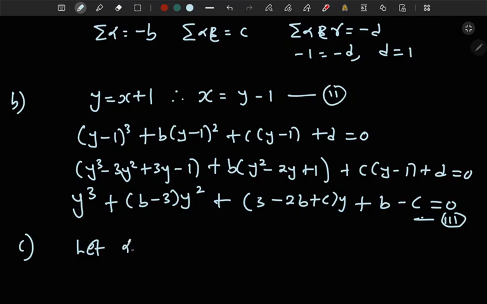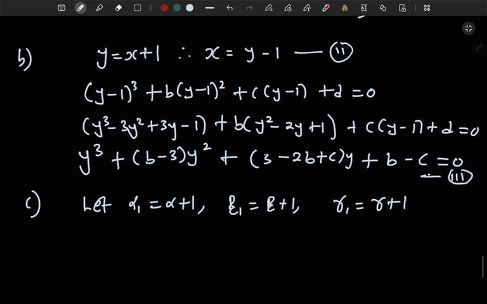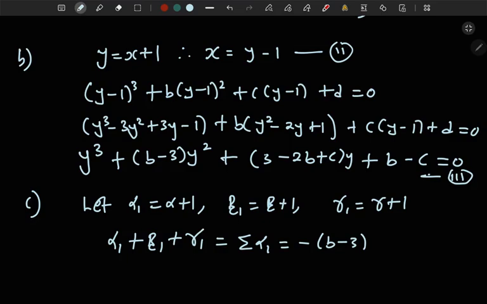Let alpha 1 equal alpha plus 1, beta 1 equal beta plus 1, and gamma 1 equal gamma plus 1. So we can say that the equation we obtained in equation 3 has roots alpha 1, beta 1, and gamma 1. If we've established that fact, now we can find the sum of the roots, which is alpha 1 plus beta 1 plus gamma 1, which means summation alpha 1 will be minus b minus 3. That's the first equation here.